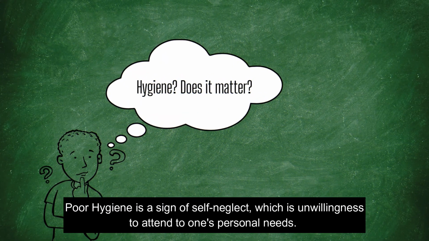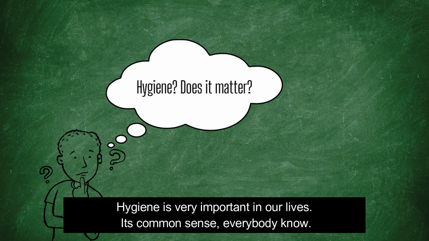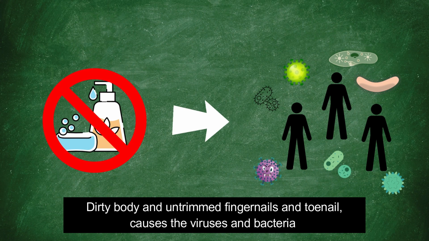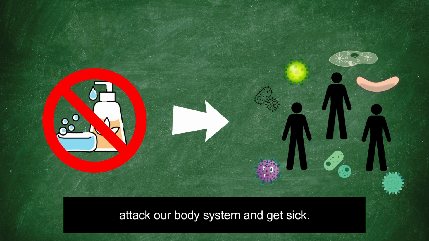Poor hygiene is a sign of self-neglect, which is unwillingness to attend to one's personal needs. Hygiene is very important in our lives. It's common sense, everybody knows. A dirty body and untrimmed fingernails and toenails cause viruses and bacteria to attack our body system and make us sick.